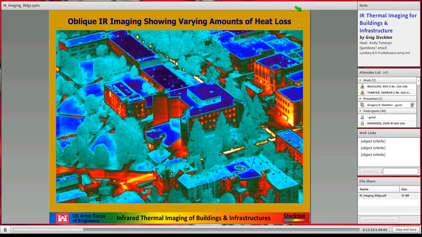All right, so let's go down to another couple of pictures, oblique images. Again, aerial oblique imaging of the sides of buildings has its limitations.